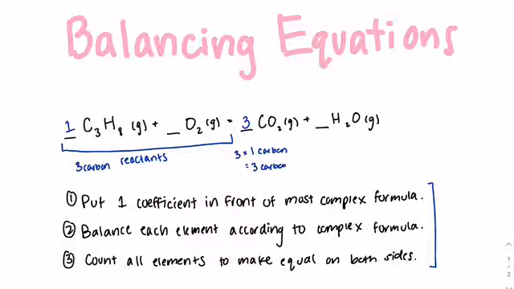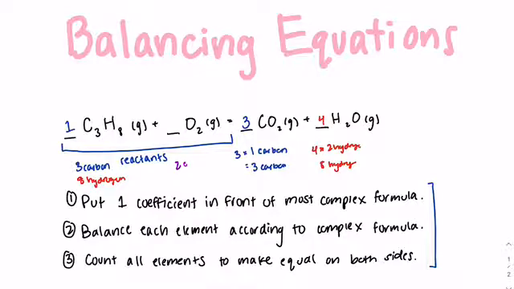Same thing with hydrogen. There's 8 hydrogen on this side and there's 2 hydrogen on this side. To get 8 hydrogen, you would multiply it by 4. So you'd put a 4 in front. Now it's equal on both sides.